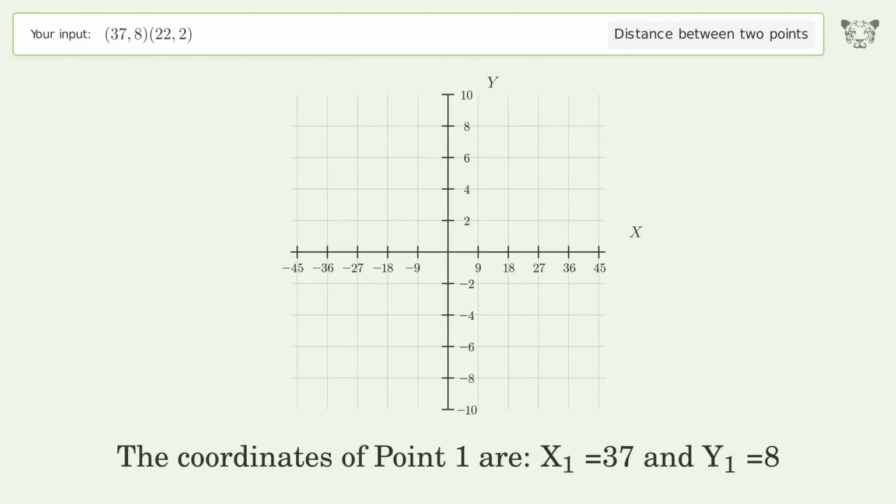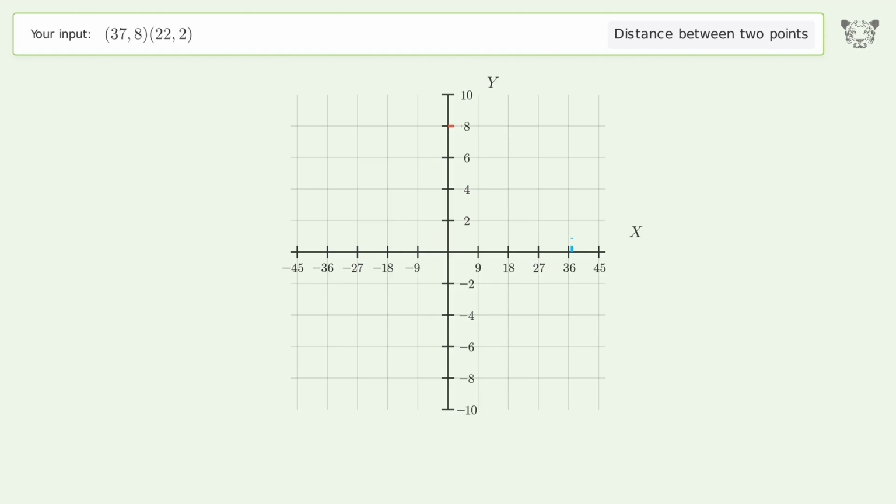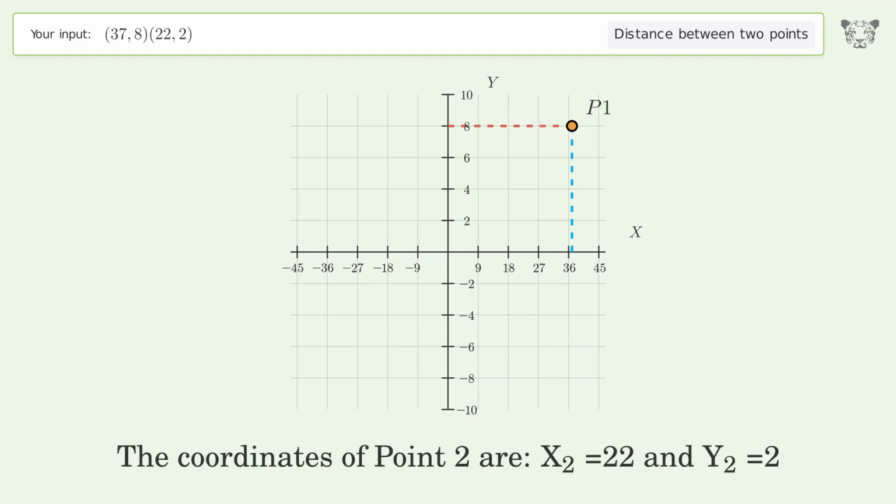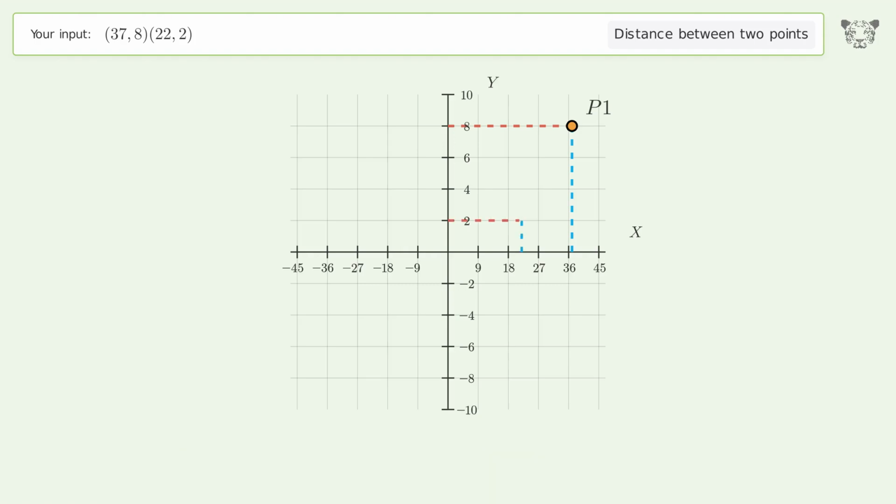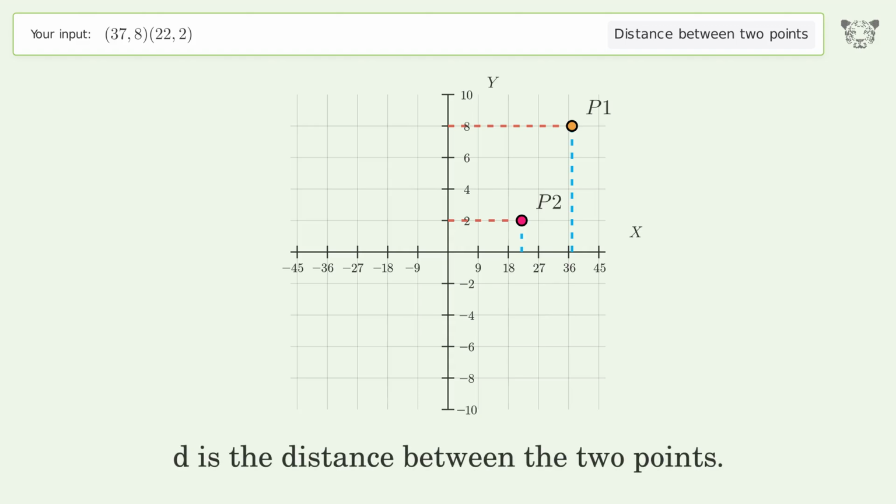The coordinates of point 1 are x1 equals 37 and y1 equals 8. The coordinates of point 2 are x2 equals 22 and y2 equals 2. D is the distance between the 2 points.